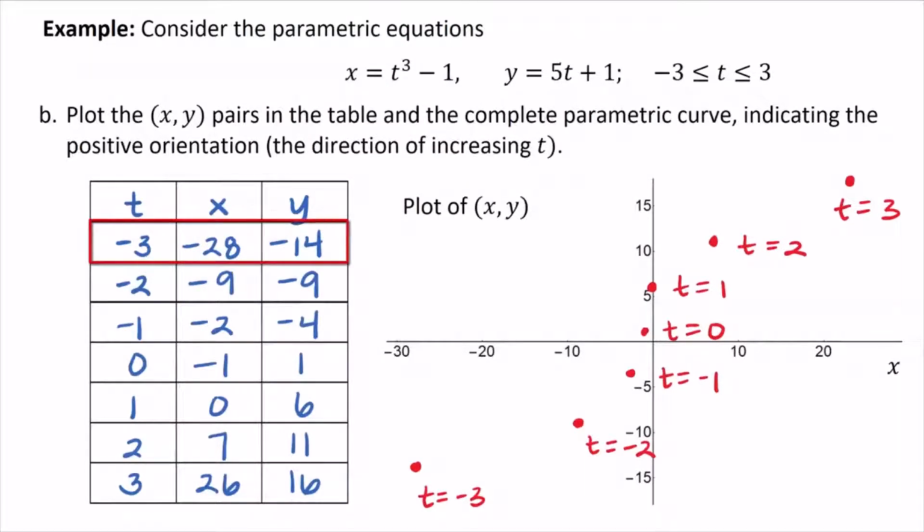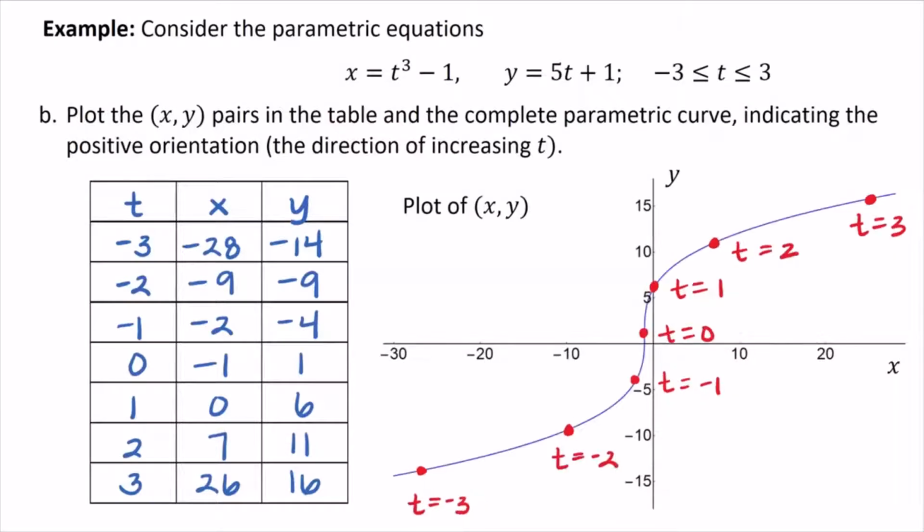The first point, corresponding to t equals negative 3, or the xy point negative 28, negative 14, is plotted in the lower left, and the points rise and move to the right as t increases based on our table. Next, we can connect the dots to fill in the graph of the parametric curve, and in this case, our curve appears to have a shape similar to a cube root function. We can indicate the positive orientation, or direction of the motion, by drawing arrows on the curve in the direction of increasing t, which in this case is as we move up and to the right on the graph.